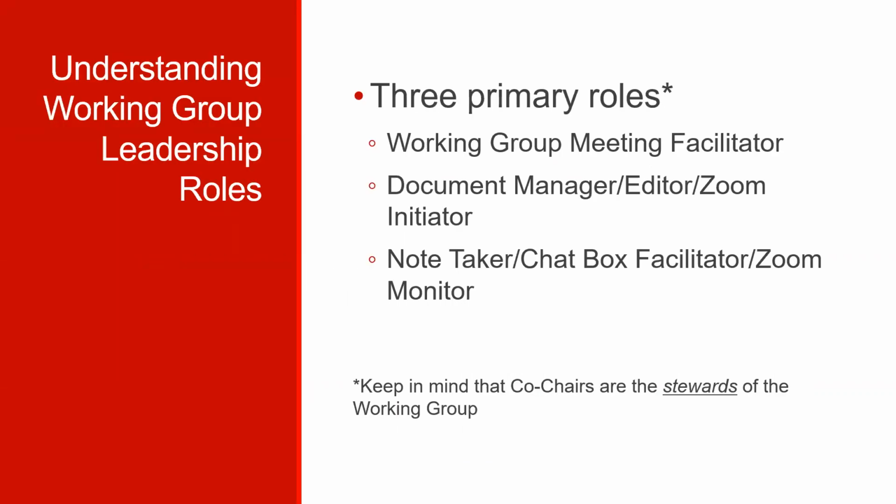Working group leadership roles. So when you start a work group, there are 3 primary roles that are typically assigned. You have someone who takes the lead role of lead cat herder, and they're the ones who facilitate the discussion. There's also someone who's going to be responsible for managing a document. They're the ones who are editing it live on screen. They're going to be posting agendas and meeting notes as necessary. And they're also the ones who are going to start the Zoom session.